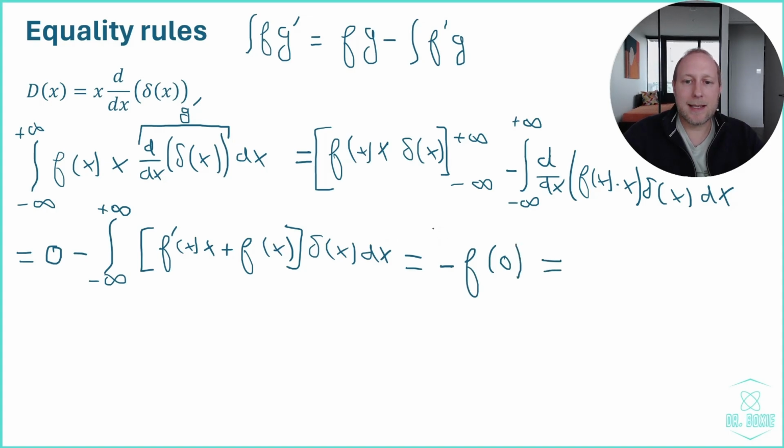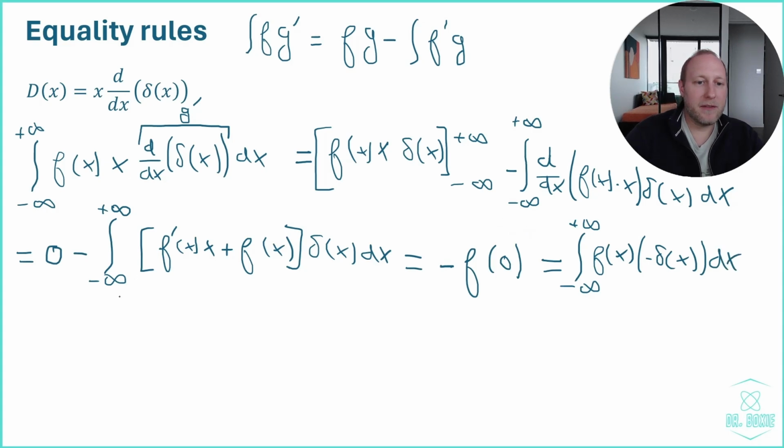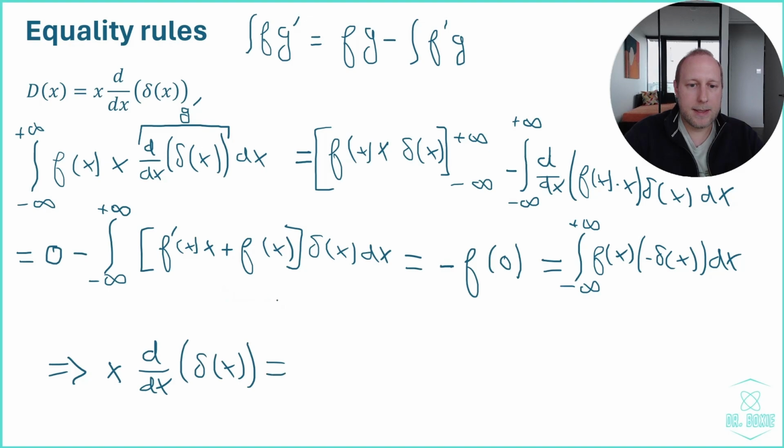And notice that this is the same thing we would have gotten if we had integrated f of x, but not with delta x itself, but with negative delta x. So according to the definition of equality, what we find is that x times d dx of delta x is equal to negative delta x. So this is the way in which we will work with delta functions, expressions involving delta functions, and their equalities.